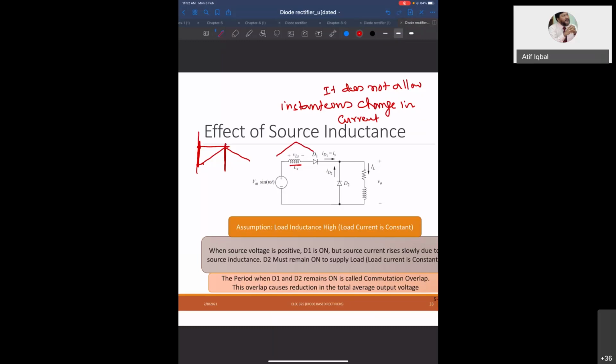Now we assume that the load inductance is high. If the load inductance is high, that means this current is constant DC. If you have high inductance, there is no ripple in the current, and you have constant DC. So the capacitor reduces the voltage ripple, and the inductor reduces the current ripple.